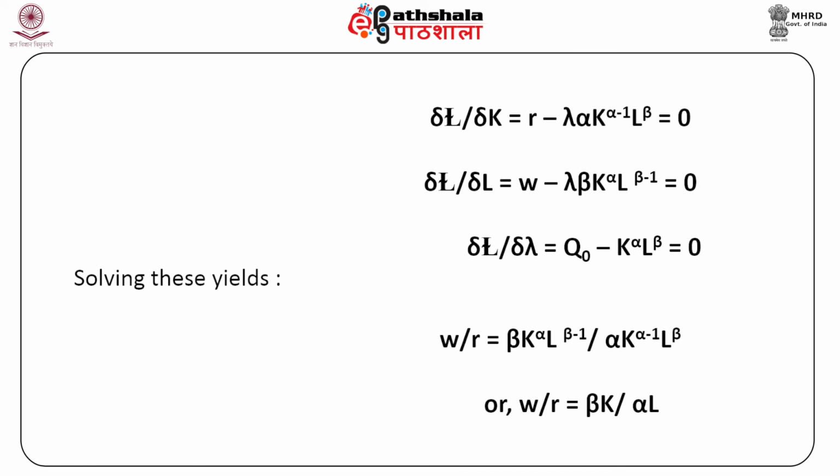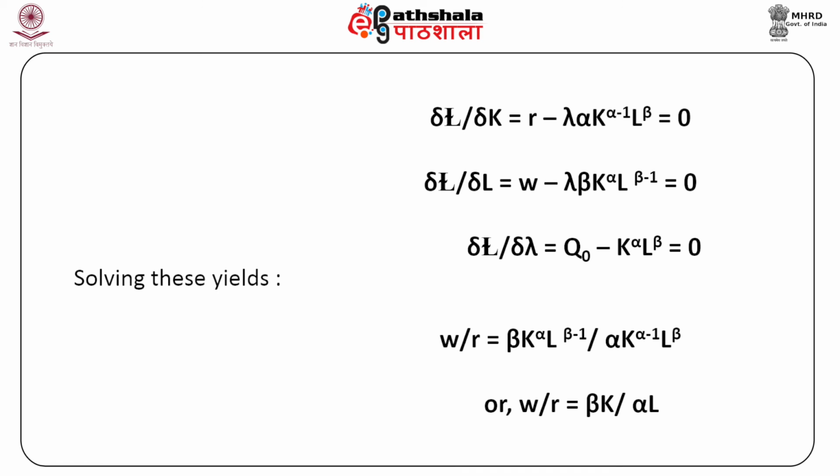The first order conditions for minimum are: first, ∂Lagrangian/∂K is equal to r minus lambda alpha K raised to the power alpha minus 1 L raised to the power beta, is equal to 0. Second, ∂Lagrangian/∂L is equal to w minus lambda beta K raised to the power alpha L raised to the power beta minus 1, is equal to 0.